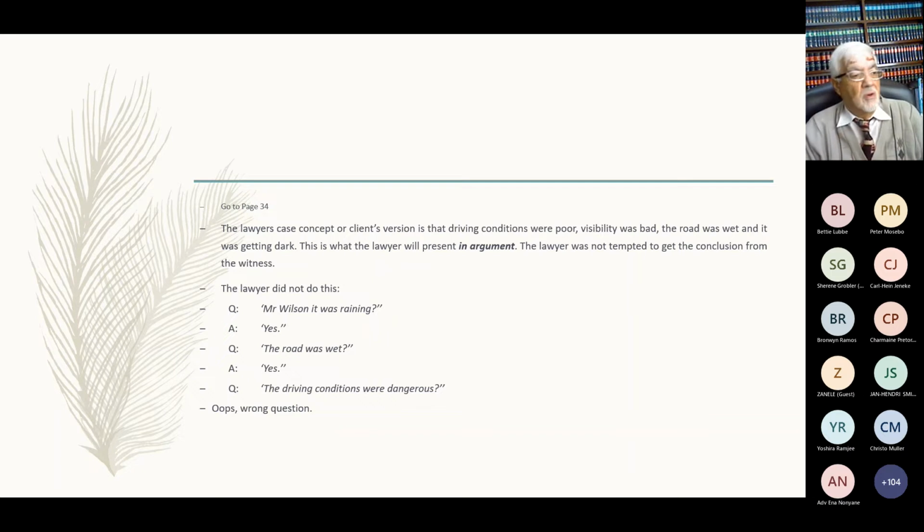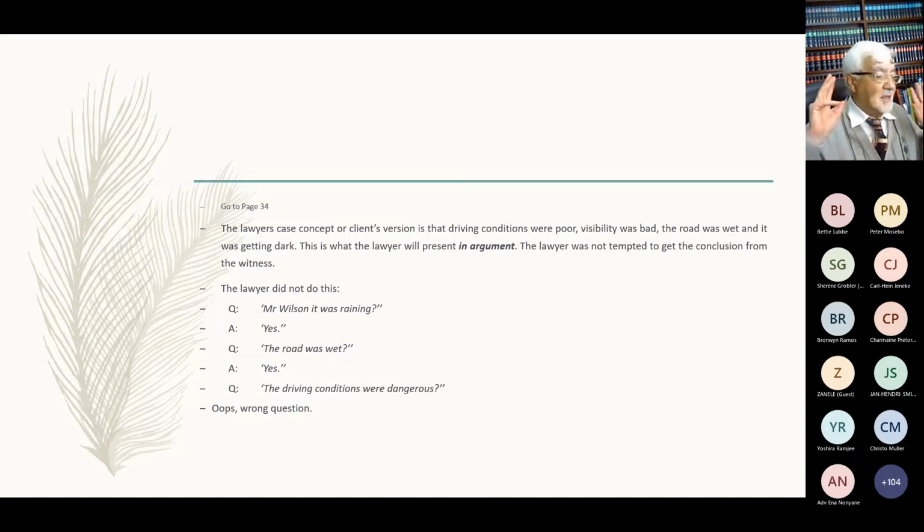In page 34 of your materials, you'll see how the cross-examination goes. Now, the lawyer's case concept or the client's version of what actually happened is that the driving conditions were poor, visibility was bad, the road was wet, and it was getting dark. This is what the lawyer will present in argument. That's now you, the defendant's lawyer. The lawyer was not tempted to get the conclusion from the witness.